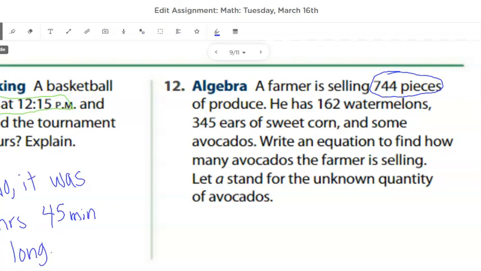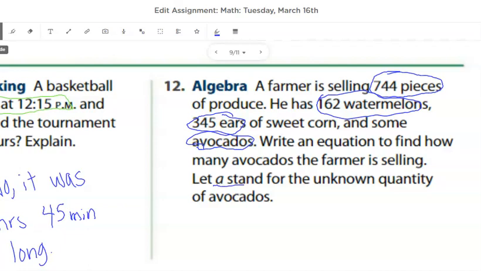He has 162 watermelons, 345 ears of sweet corn, and some avocados. It's going to be something. Write an equation to find out how many avocados the farmer is selling. So you could add them all together, right? But it says to let A stand for avocados.